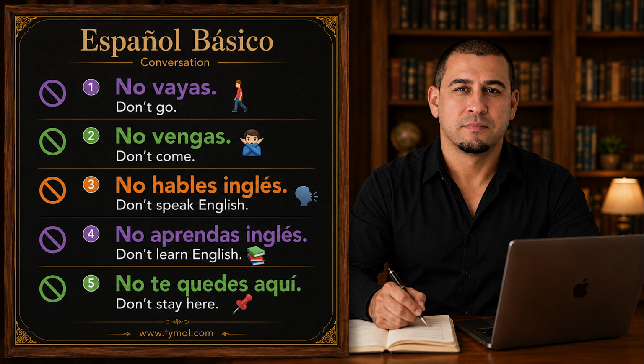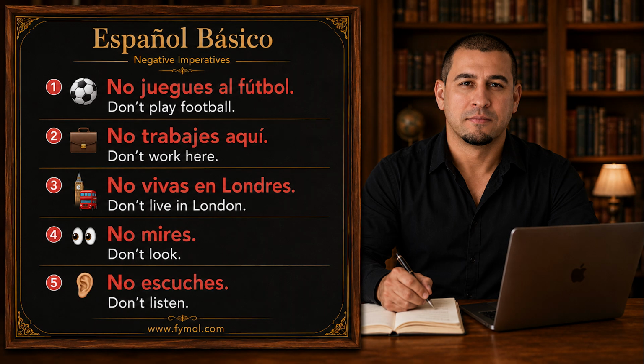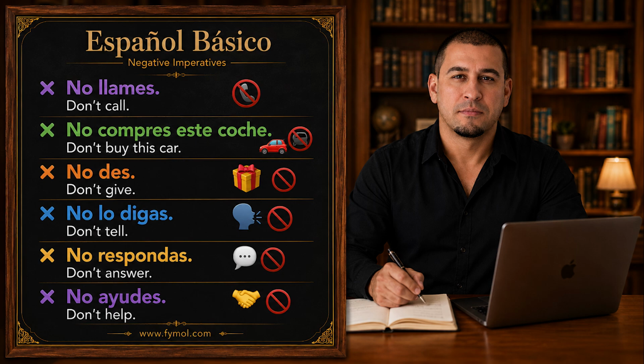Don't stay here. No juegues al fútbol. Don't play football. No trabajes aquí. Don't work here. No vivas en Londres. Don't live in London. No mires. Don't look. No escuches. Don't listen. No llames. Don't call. No compres este coche. Don't buy this car. No des. Don't give. No lo digas. Don't tell. No respondas. Don't answer. No ayudes. Don't help.